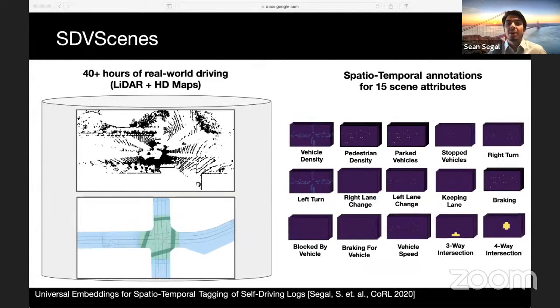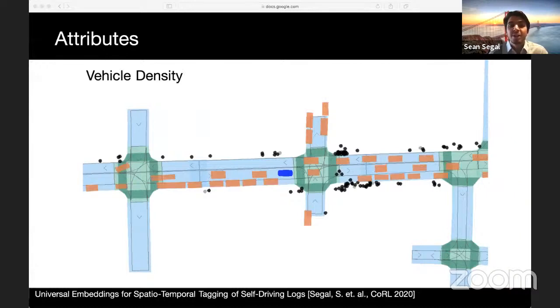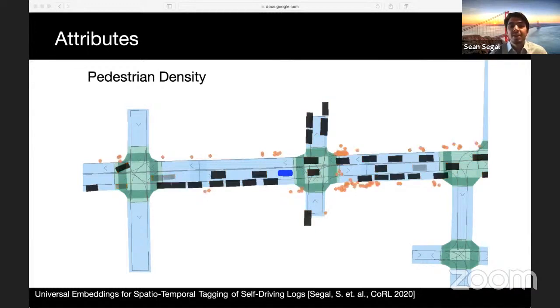We evaluate our model on a new large-scale dataset, SDV scenes, with sensor observations, HD maps, and annotations for 15 diverse scene attributes. Let's consider the scene attributes in more detail. First, for any spatial region, we can tag the vehicle or pedestrian density, which we choose to represent as a continuous attribute to handle actors that are partially inside a spatial region. Here, we show an example of a particularly dense scene with many vehicles and many pedestrians. These scenes can be particularly interesting for the evaluation of prediction and motion planning models.